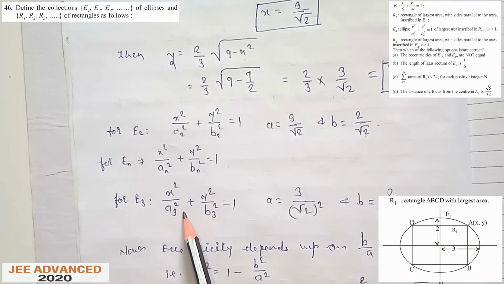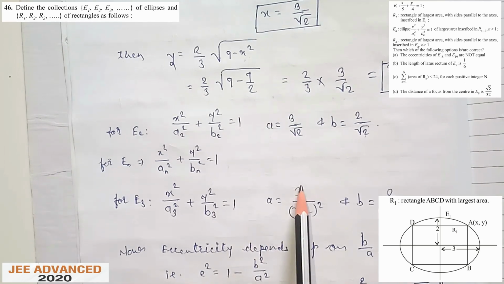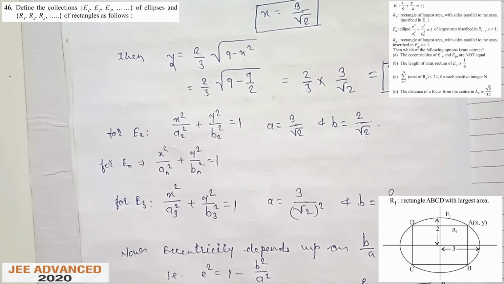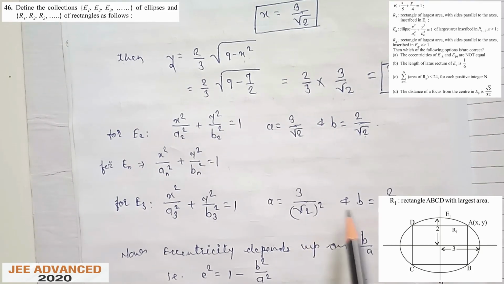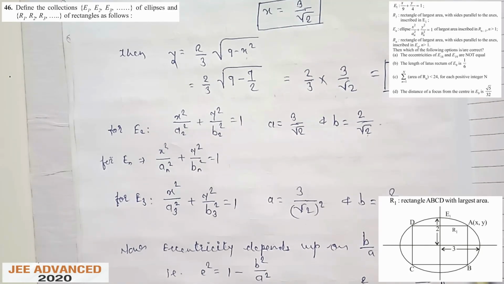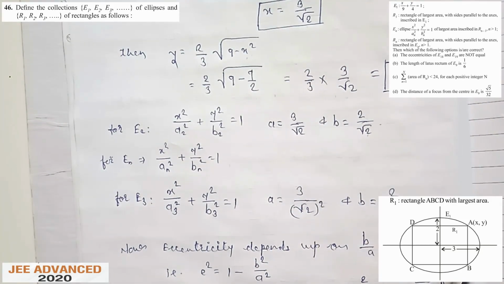So for a3, b3 we get a as 3 by root 2 square and b as 2 by root 2 square, then you have to use it here. Then you will get the value for a as 3 by root 2 to the third power and b as 2 by root 2 to the third power. So this will vary. The power of the denominator will change. The 3 and 2 always remain the same over here. Only this power will change.